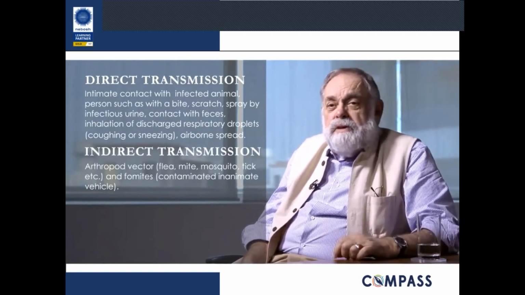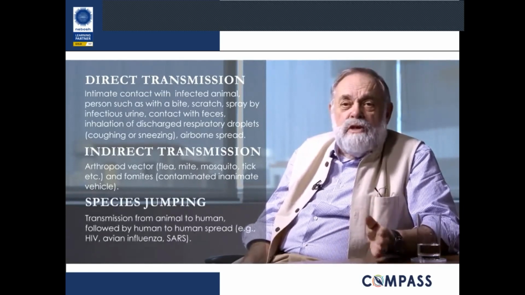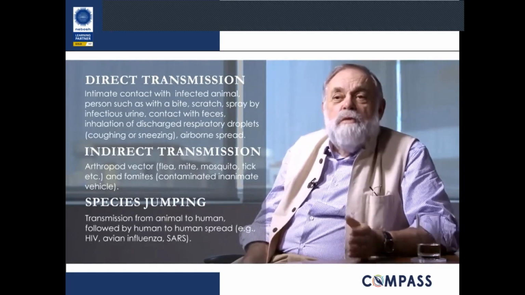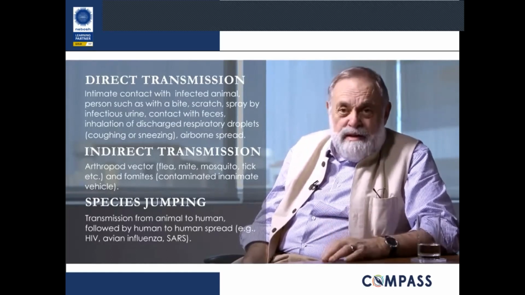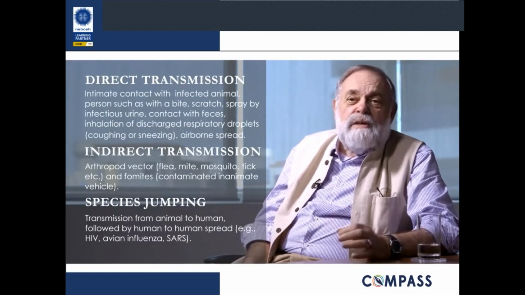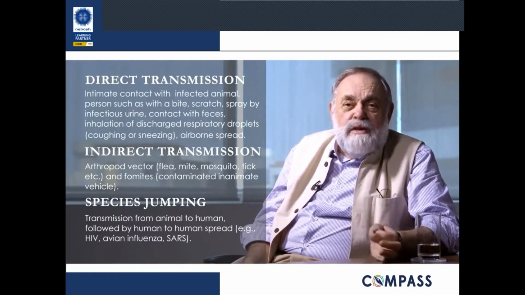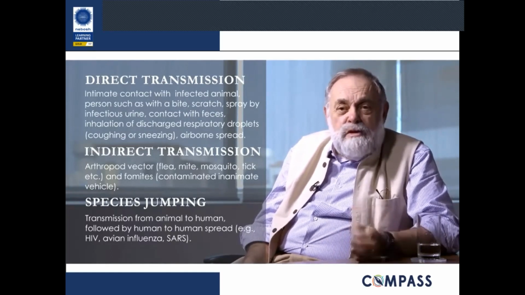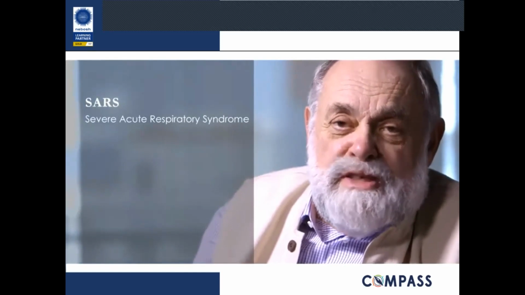Another term we should be familiar with is species jumping. This is the transmission from animals to humans, followed by human-to-human spread. And this is the group that we are most interested in. That is, we shall see with HIV/AIDS, with SARS, with flu, that the particular agent went from an animal to a human and then began to spread from human to human. So the first one I'd like to take up is SARS, or Severe Acute Respiratory Syndrome.